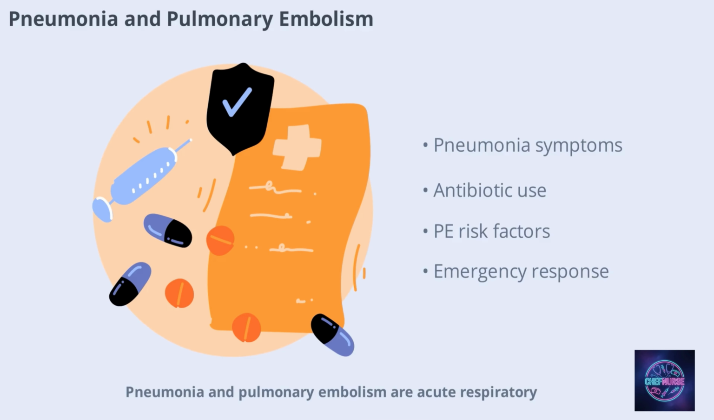Pneumonia and pulmonary embolism are acute respiratory conditions that require prompt recognition and intervention. For pneumonia, focus on assessment findings like fever, cough, and crackles, as well as antibiotic therapy and respiratory support. Pulmonary embolism presents with sudden shortness of breath and chest pain. Know the risk factors, diagnostic tests, and emergency interventions, such as anticoagulation and oxygen therapy.